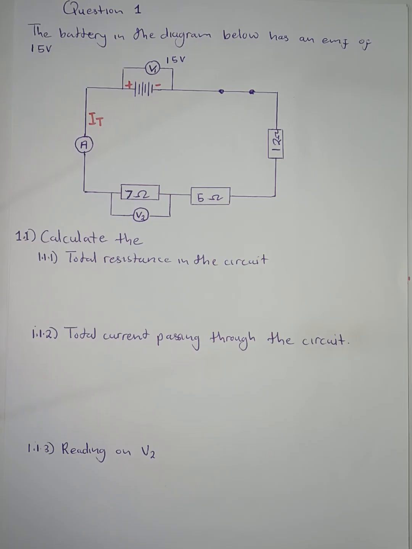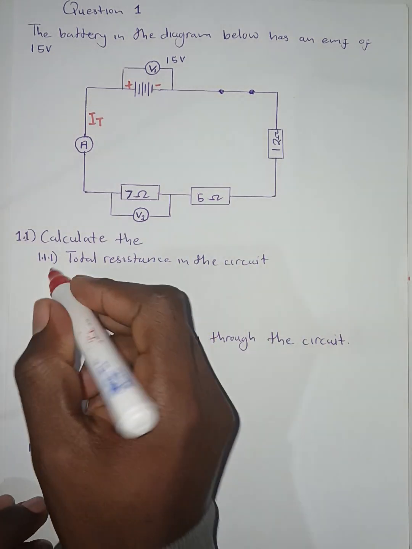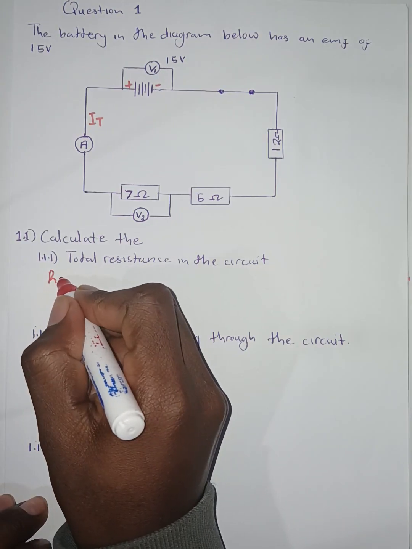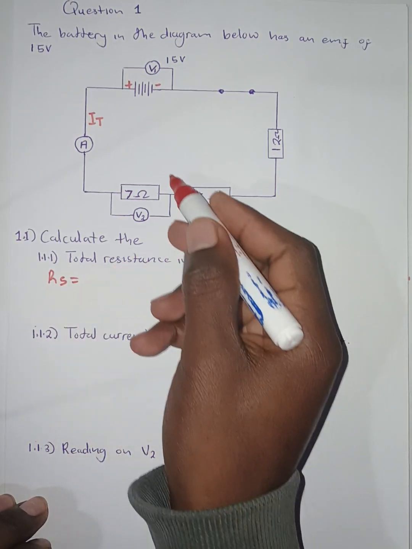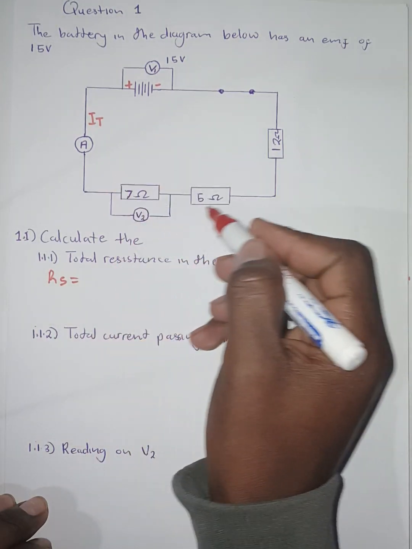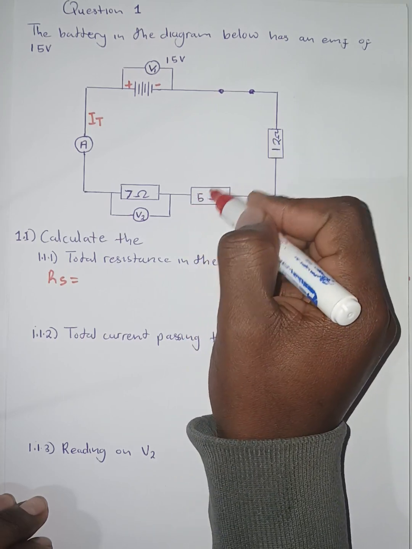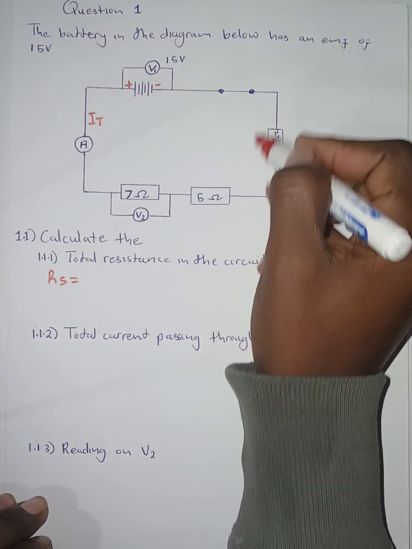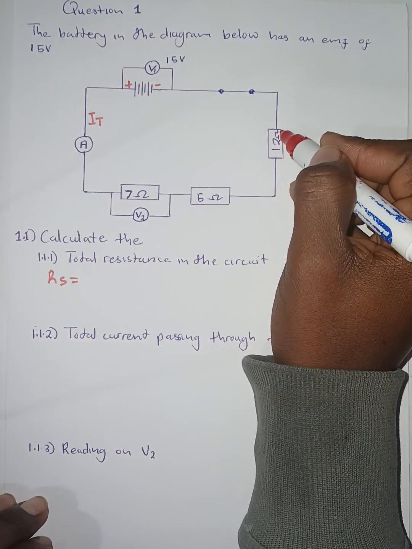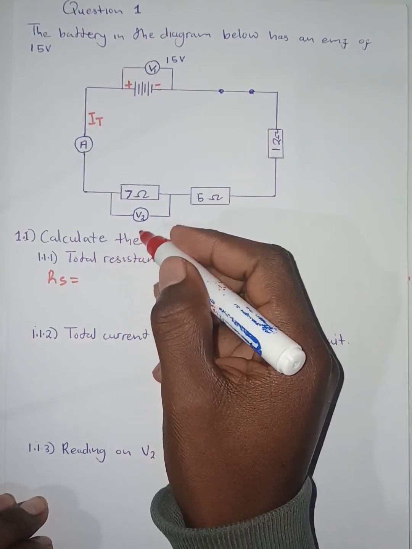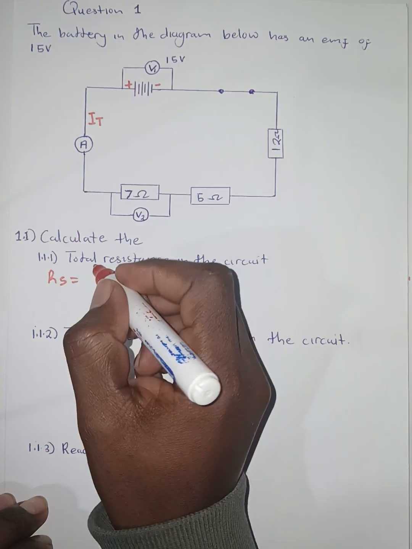If we look at question 1.1, they say to calculate the total resistance in our circuit. So what they want is the equivalent resistance, the sum of all of these resistors when combined. To do this, we would say R series. We can note that this 7 ohm resistor is actually in series with that 5 ohm resistor, and also in series with that 12 ohm resistor.